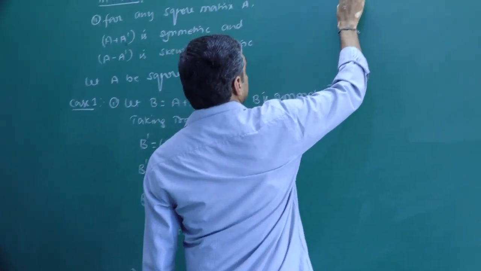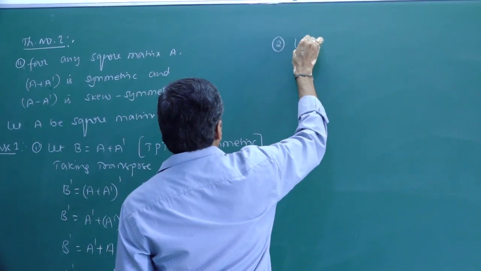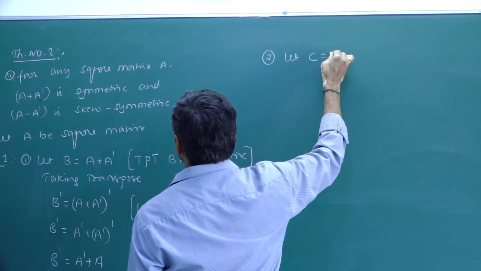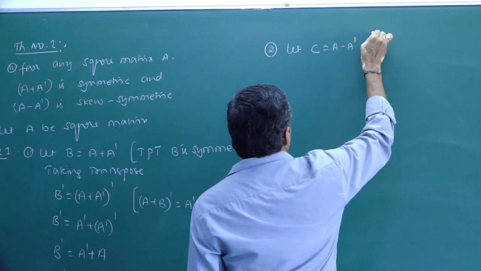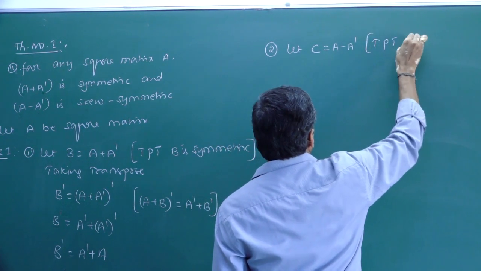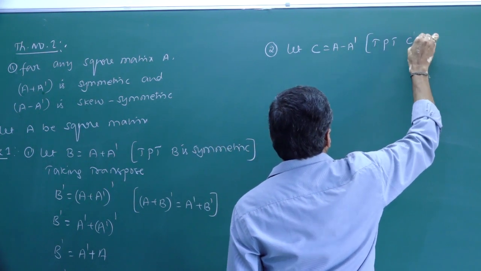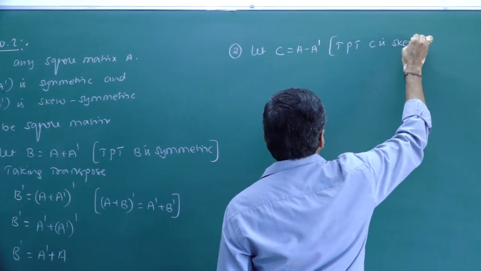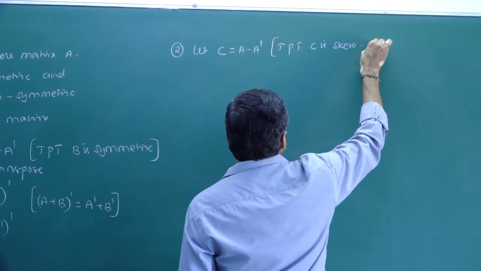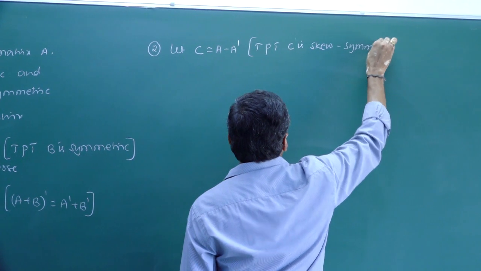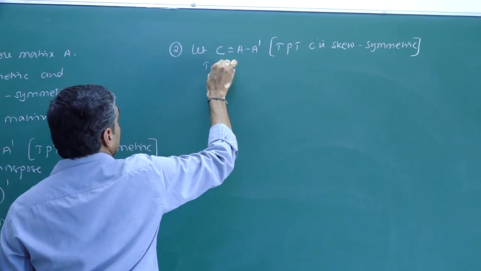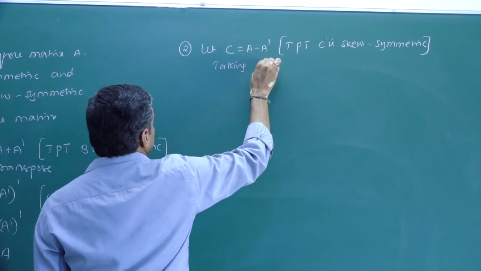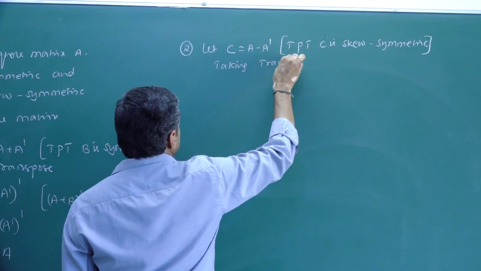Now we take the second part here. Let us take C is equal to A minus A dash. Here, what you have to prove? You have to prove that matrix C is symmetric, right? Matrix C is skew symmetric. Once again take the transpose, taking the transpose on both sides.